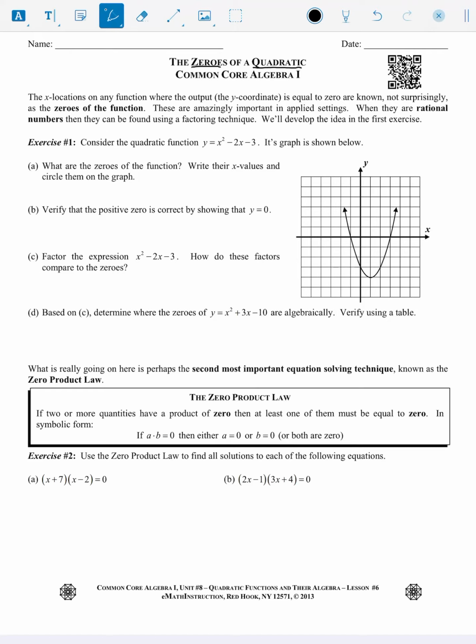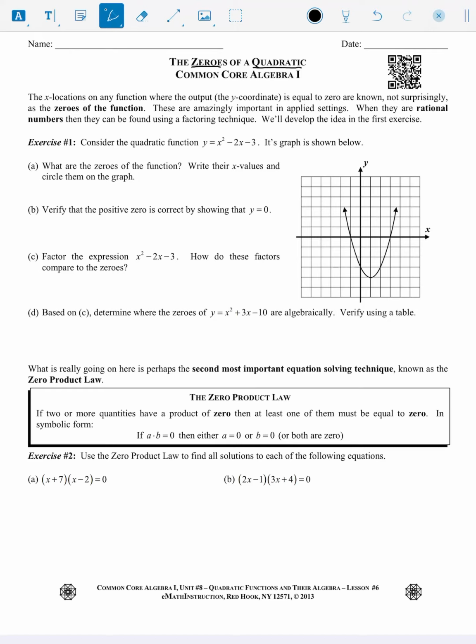Now, let's begin. I'll read the first paragraph because it is insightful. It says, the x locations of any function where the output, or the y-coordinate, is equal to 0 are known as zeros of a function. These are amazingly important in applied settings. For example, when a ball hits the ground after you threw it up in the air, the ground would be a 0, and we can calculate these zeros algebraically. But that's, in a nutshell, what zeros are.